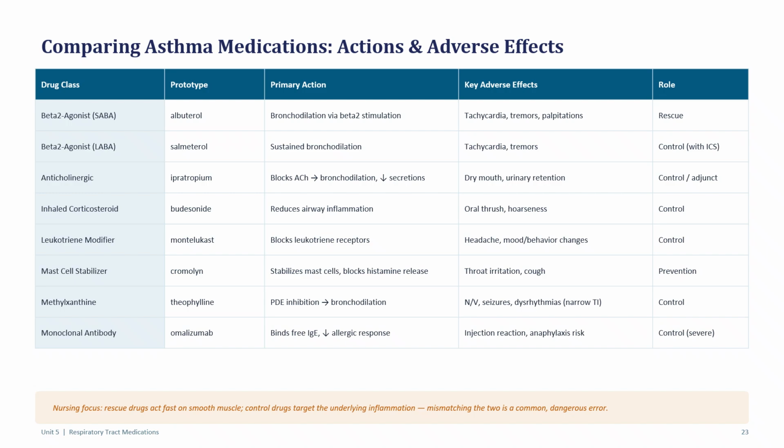So the nursing focus line at the bottom is really the whole unit distilled into one sentence. Rescue drugs act fast on smooth muscle. Control drugs target the underlying inflammation, and mismatching the two is a common, genuinely dangerous error. So if a patient tells you that they use their daily inhaler during an acute attack and felt no relief, that's not the medication failing. That's very possibly a rescue versus control mix-up, and it's worth investigating exactly that way.